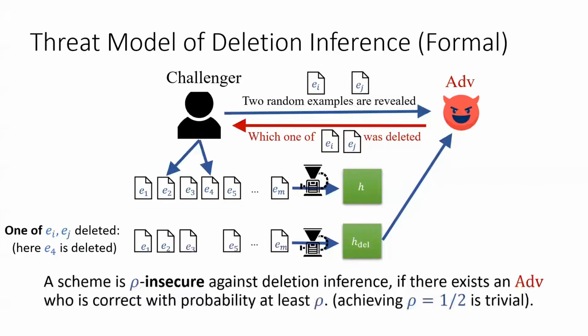We call a scheme rho insecure against deletion inference if there exists an adversary who succeeds with probability at least rho. So when rho is half, it is trivial, because the adversary can just flip a random coin to achieve that.